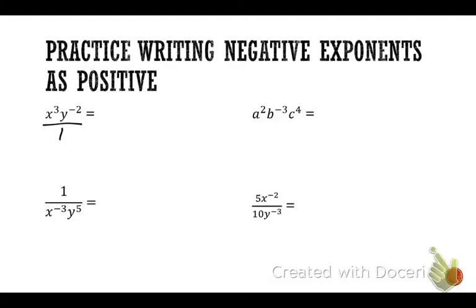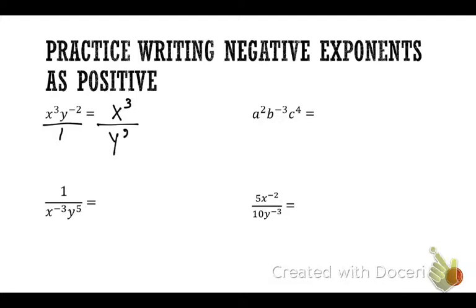So x to the third power is on top, right? That's where you keep it. It doesn't have a negative exponent. It stays where it is. So x to the third stays on top, okay? Now y to the negative second needs to move where? To the bottom to become positive.